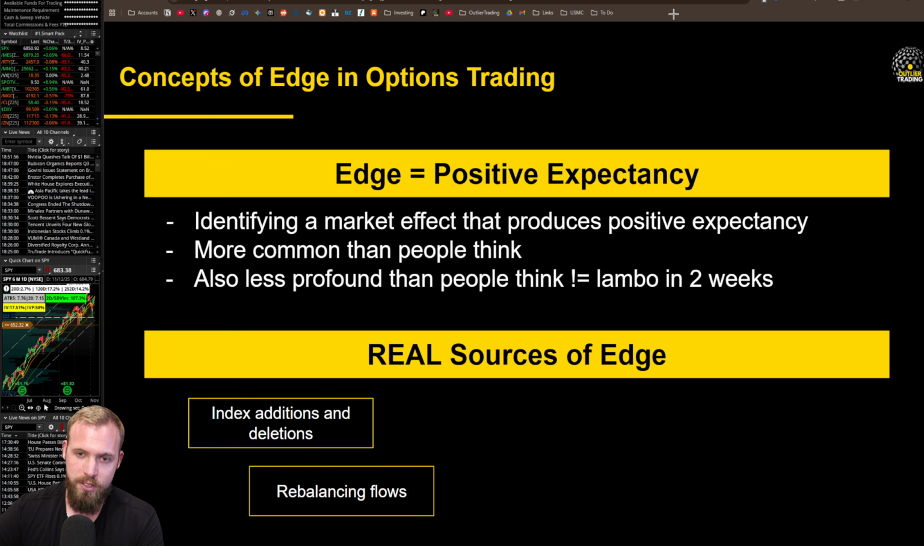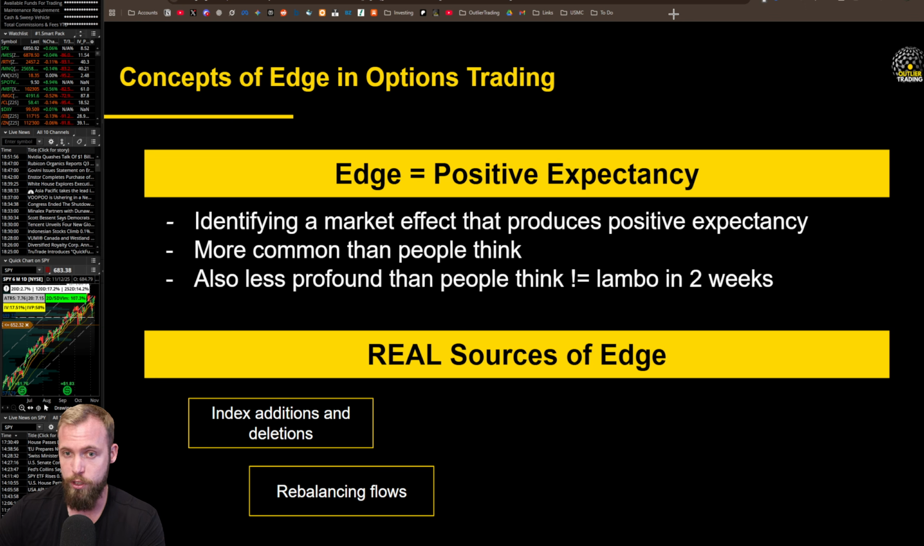Next, rebalancing flows. We know that periodically indices need to get back to their target balance. That causes artificial price movement. But what's the cool part? The cool part is we know when they're rebalancing. Now, the market knows this as well. It's not free money that's just sitting there en masse. A lot of times people will try to front run the move.